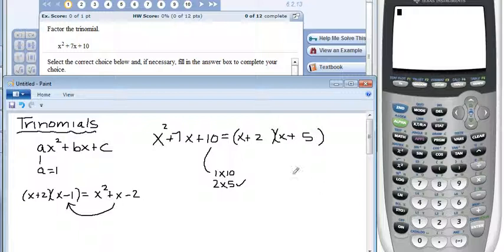So to check, we refoil. X times x is x squared. X times a positive 5 is positive 5x. 2 times x is 2x. And 2 times 5 is 10. These can be combined. So we have x squared plus 7x plus 10. Check. All right?